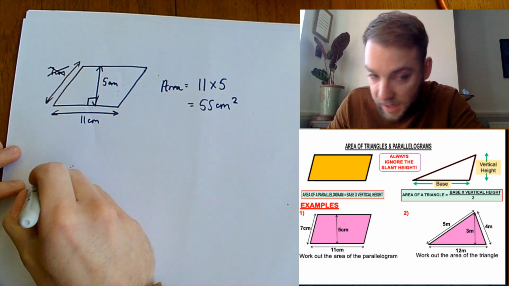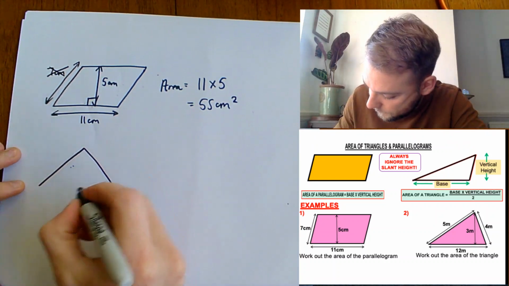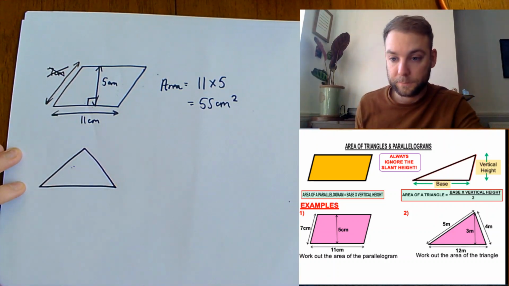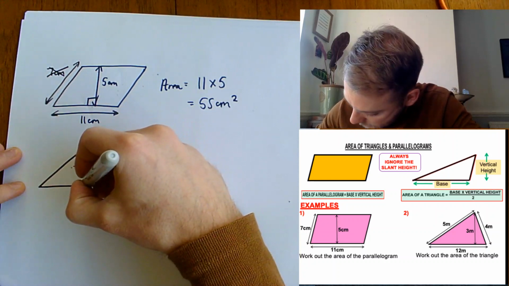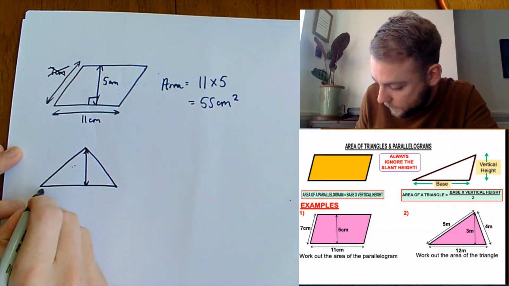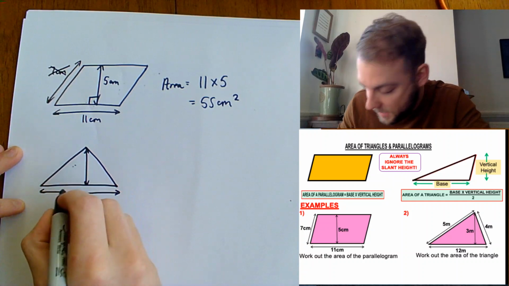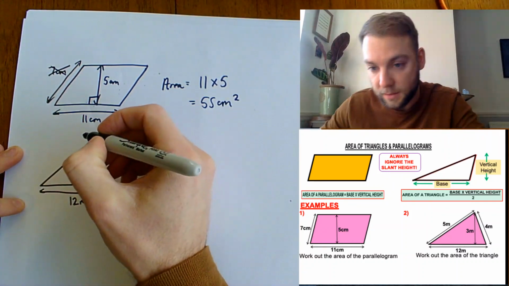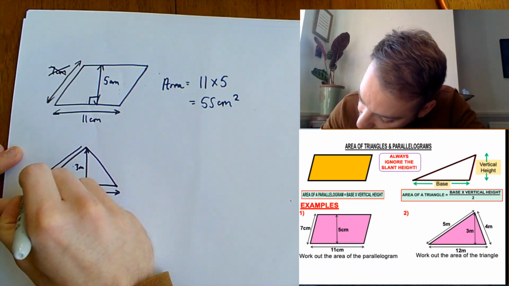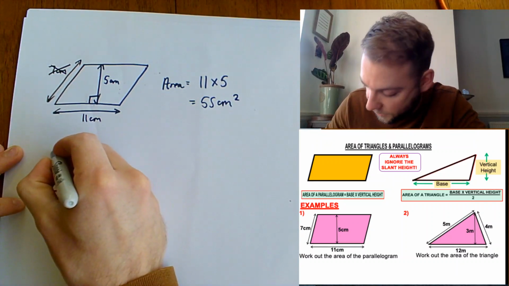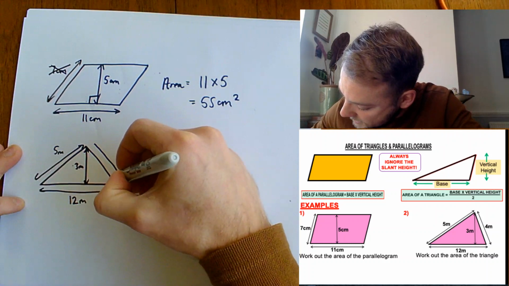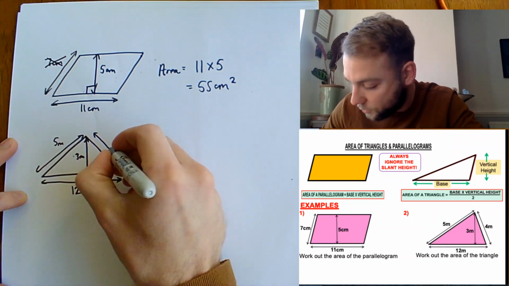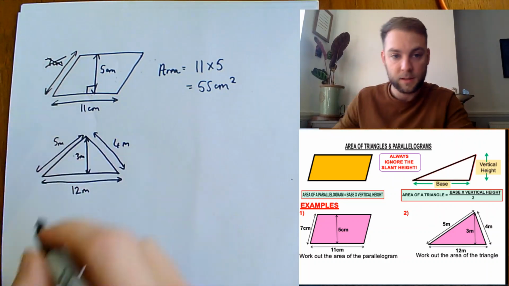The next thing is this triangle. So here we have our base, which is 12 metres. We have our vertical height, which is 3 metres. We have this slanted side, which is 5 metres. And we have this slanted side, which is equal to 4 metres.